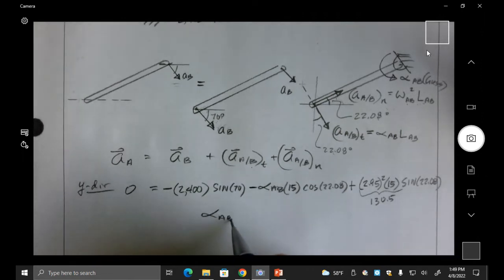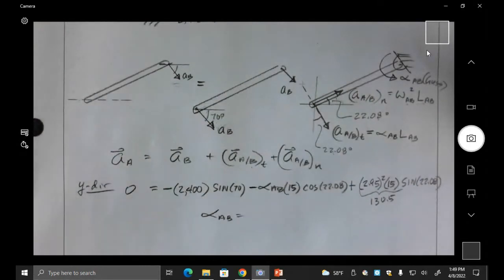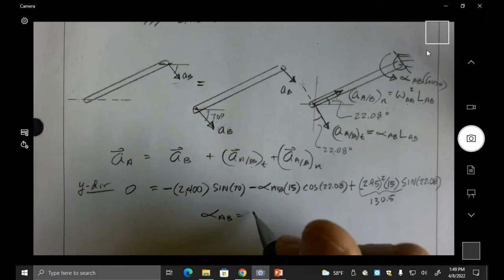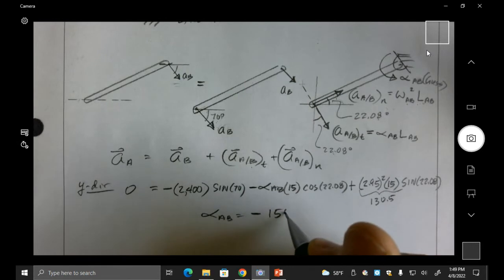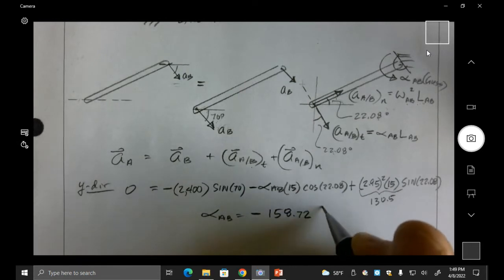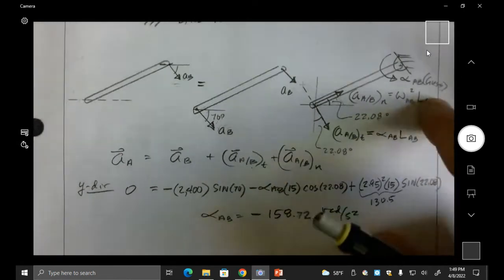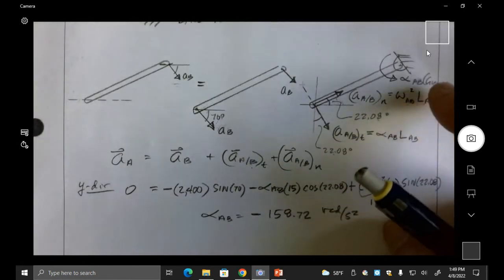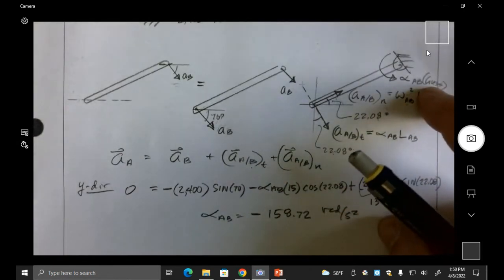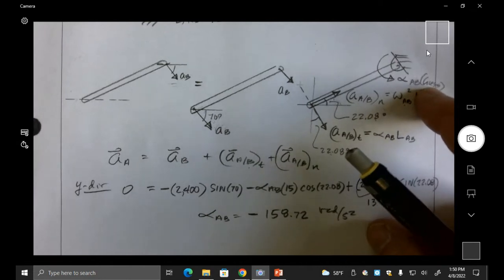But we get that alpha AB. We can see that we've isolated that and we can get it. And I'm not going to plug it in, but it's down here somewhere. Ooh, she gave me, and we got a negative, right? So I believe, yeah, it's a negative here, 158.72 radians per second squared. So that guess was incorrect. But you kind of could have known that, or you could have suspected it.